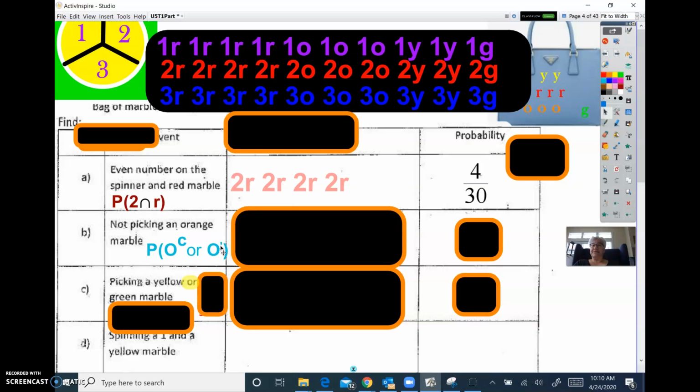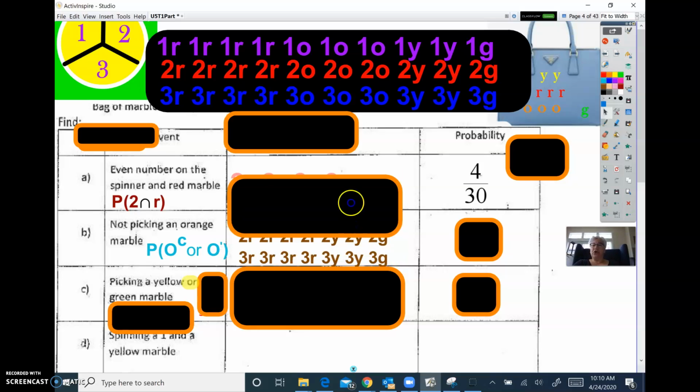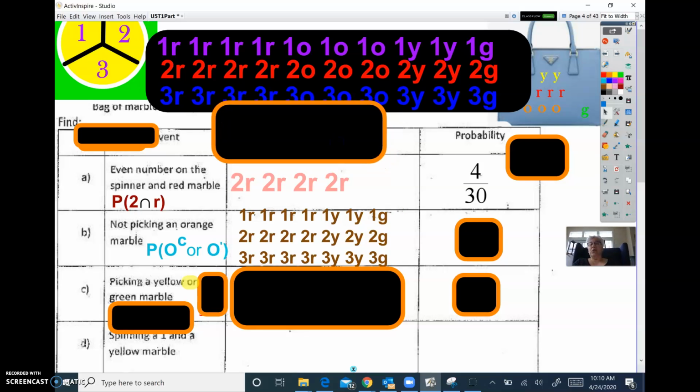So as I go through my sample space, I'm picking everything that does not have an O in it for orange. So all of the 1s except for orange, all of the 2s except for orange, all of the 3s except for orange. So if I am doing the complement of orange, or not orange, I've got 7 plus 7 plus 7, 21 outcomes that are possible given this restriction. And so then it's going to be 21 over all possibilities, and there are 30 elements in our sample space.